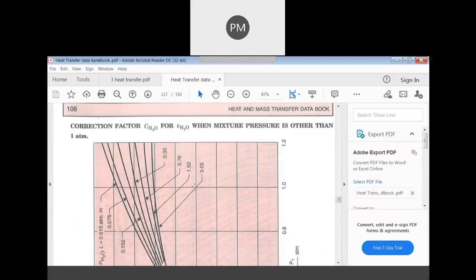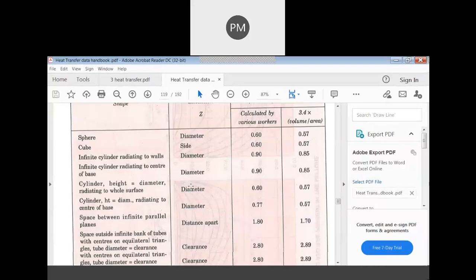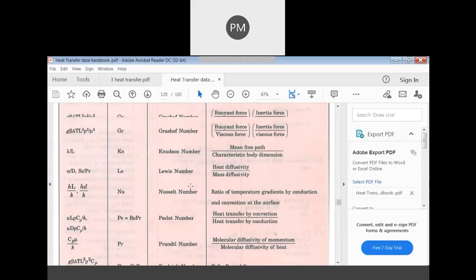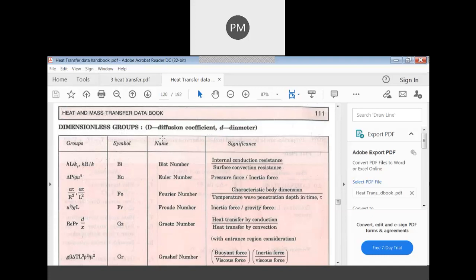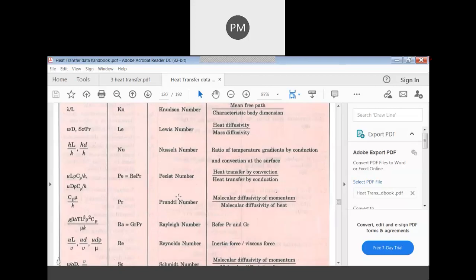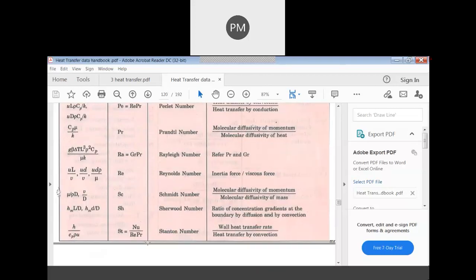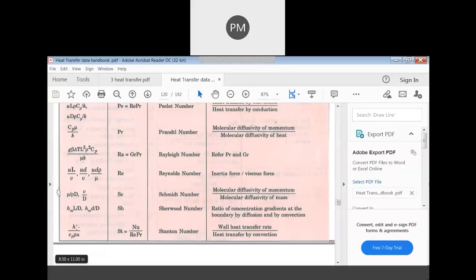And also, these are the dimensionless groups. With the different dimensionless numbers they have written the formula, and the significance has also been written. It is on page number 111 in the data handbook. Stanton number is equal to Nusselt number divided by Reynolds number into Prandtl number, or h by rho u Cp. This formula is also available in the data handbook.